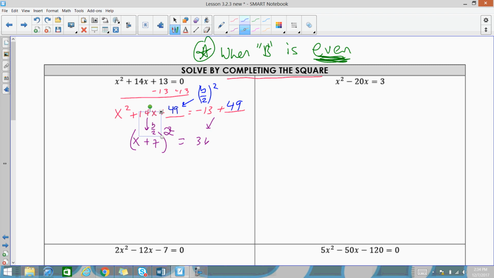So now you're just going to solve it. So I'm going to take the square root, take the square root. So the square and the square root cancel out, leaving me with x plus 7 equals plus or minus 6.